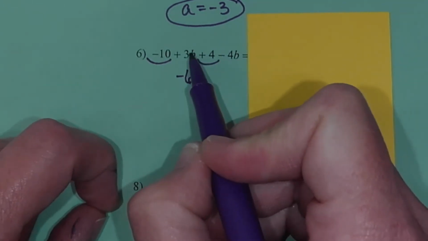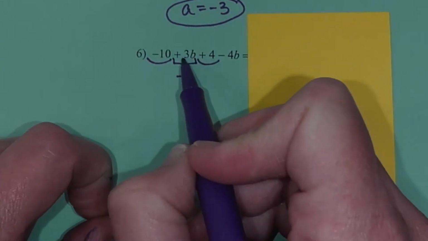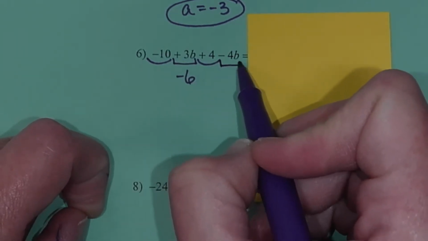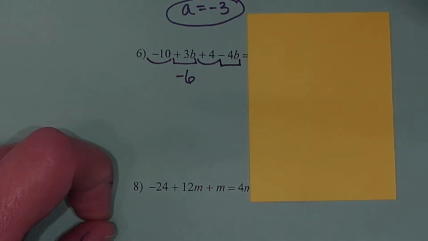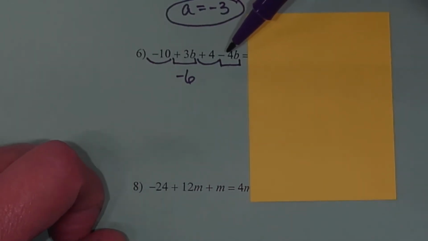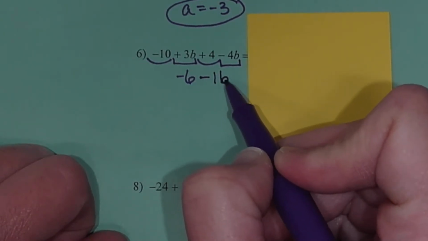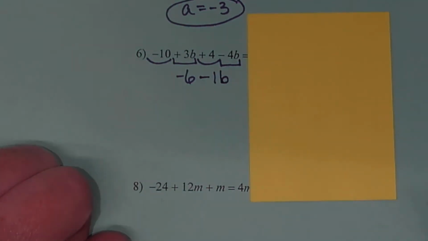What else do I have? It looks like I've got some terms with a b in them. So those are the same variables. I've got plus 3b minus 4b. So here's what I'm going to think. I'm going to think 3, in other words, positive 3, minus 4, which is going to give me a -1. So minus 1b. Or you could just say minus b. That would be the same thing. Okay, we got that one side simplified.